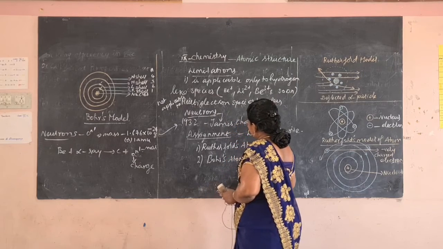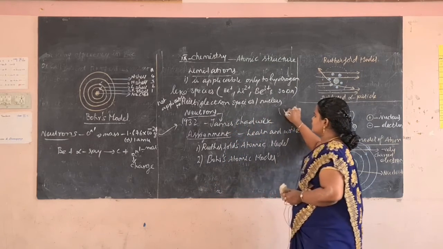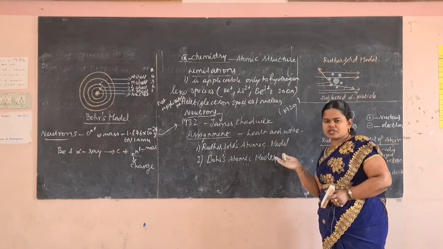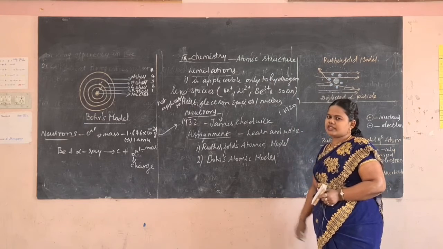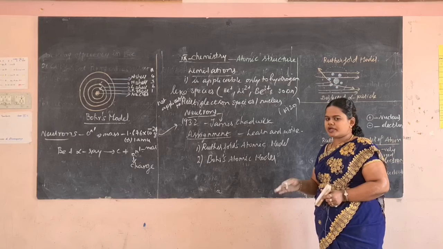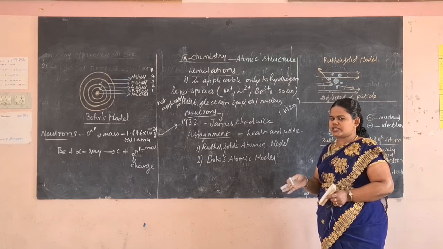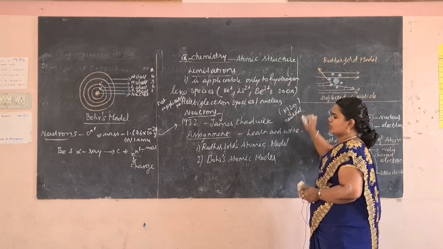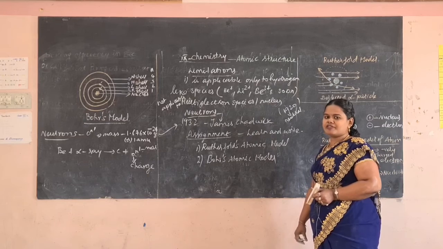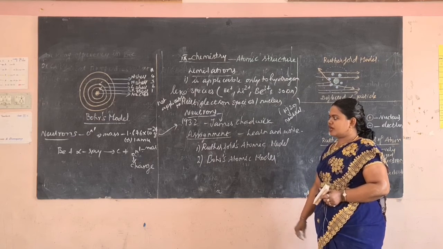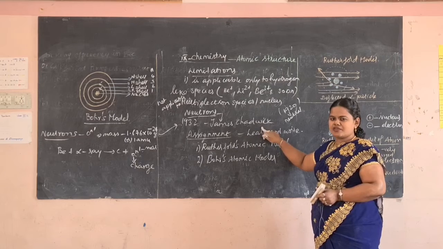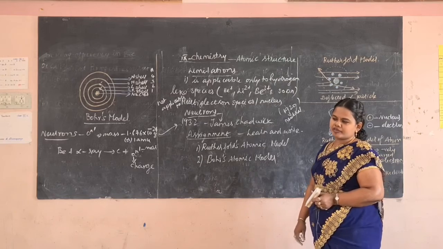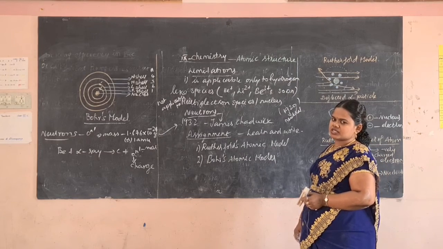Already in 1911 Rutherford discovered Rutherford's atomic model. From 1920 he discovered that another particle is also present in the nucleus apart from the proton. He found it was neutral, its charge was neutral. But he didn't confirm the presence of the neutron; it was confirmed by James Chadwick, the student of Rutherford, who confirmed the presence of a neutral species, the neutron.